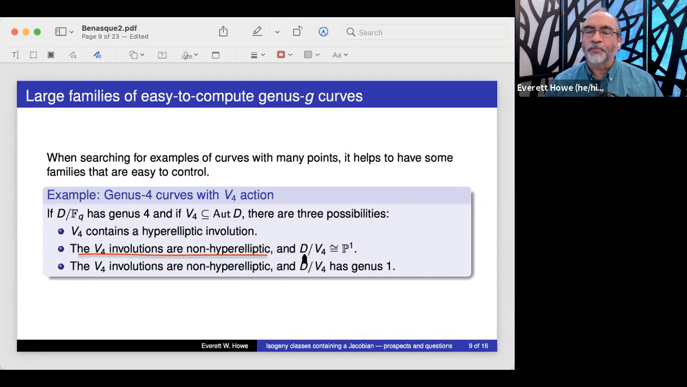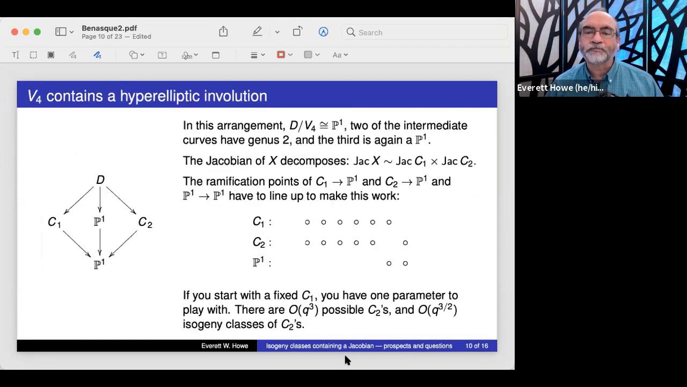Either when you mod out by the full V4 subgroup, you get a projective line. I'm working over a finite field. Or when you mod out by the V4 subgroup, you get a curve of genus 1. So let's look at those possibilities.